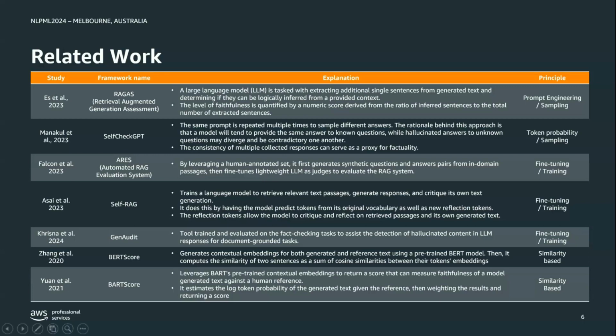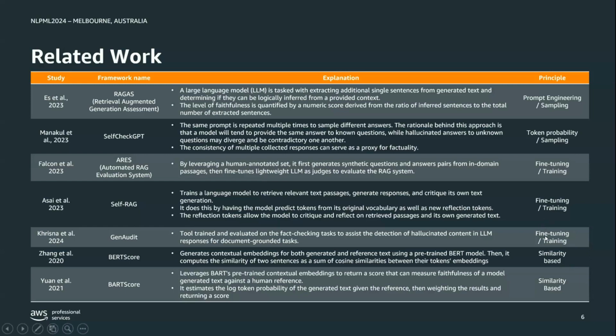If we start from the bottom of the presentation, the first approach is similarity-based. The idea is to compare generated text with a ground truth text and assess the similarity. If the similarity is low, it might suggest that the generated text is hallucinated, because it is so different from the ground truth.